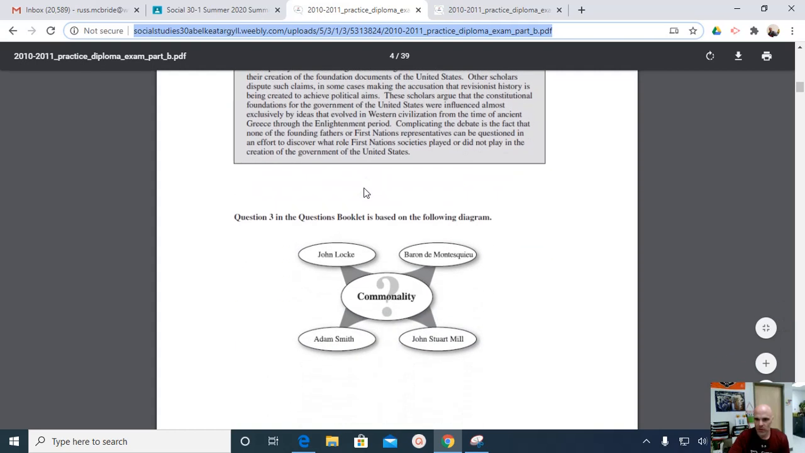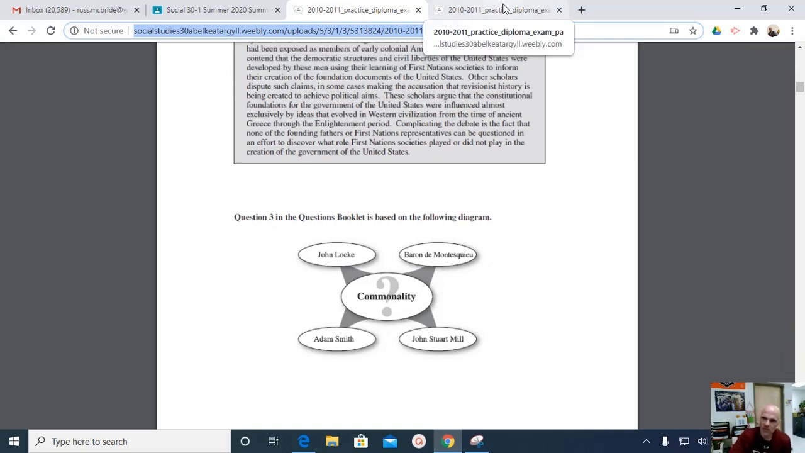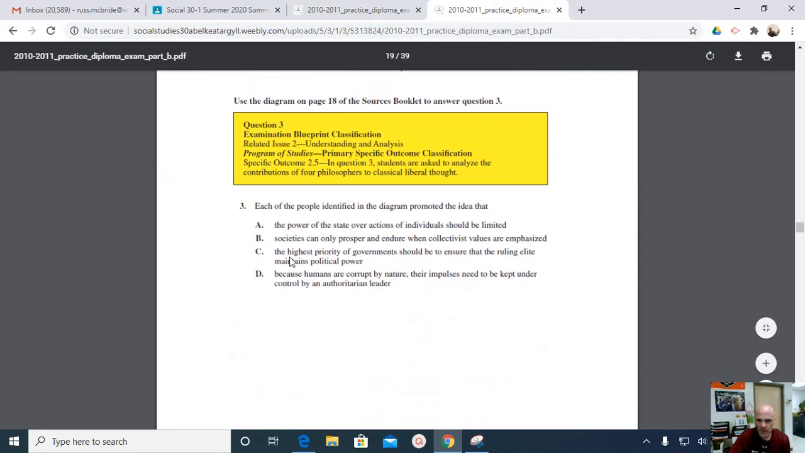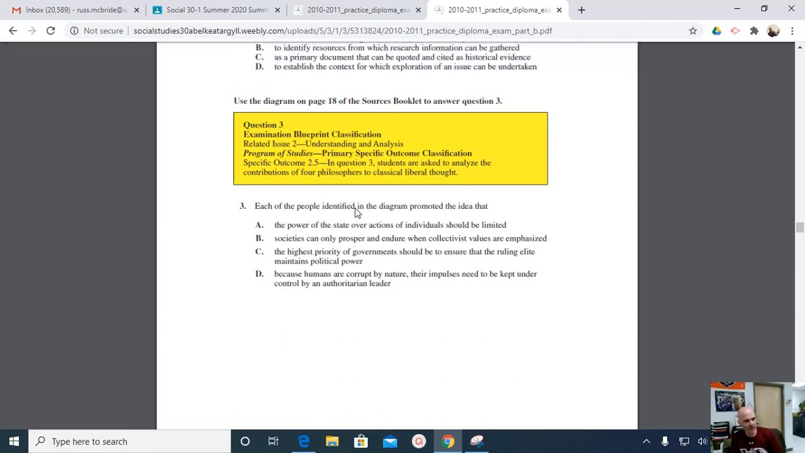So let's begin with number 3. John Locke, Montesquieu, Smith, and Mill, what do they have in common? So these guys are mentioned in related issue 1, so we should be able to answer this question. Number 3, each of the people identified in the diagram promoted the idea that the power of the state over actions of individuals should be limited. Let me think about that. Let me go back to the list.